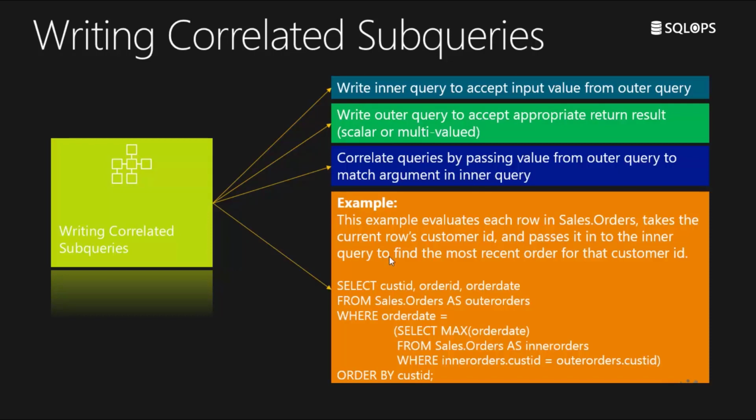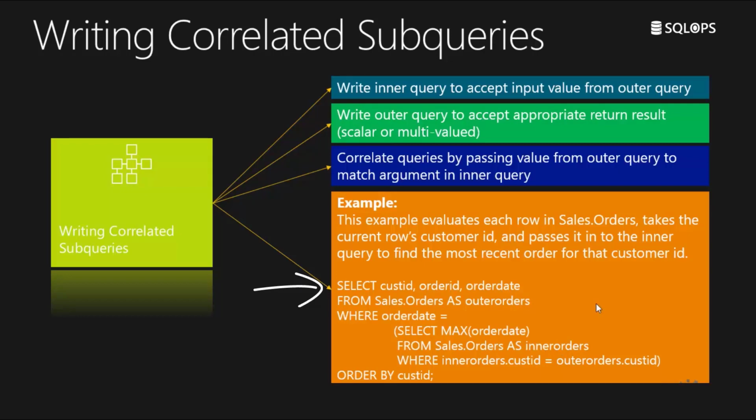You need to create aliases for the source tables in the outer and the inner queries. For example, in this query that we see here, the sales orders table in the outer query is aliased as outer orders, and the sales orders table in the inner query is aliased as inner orders.